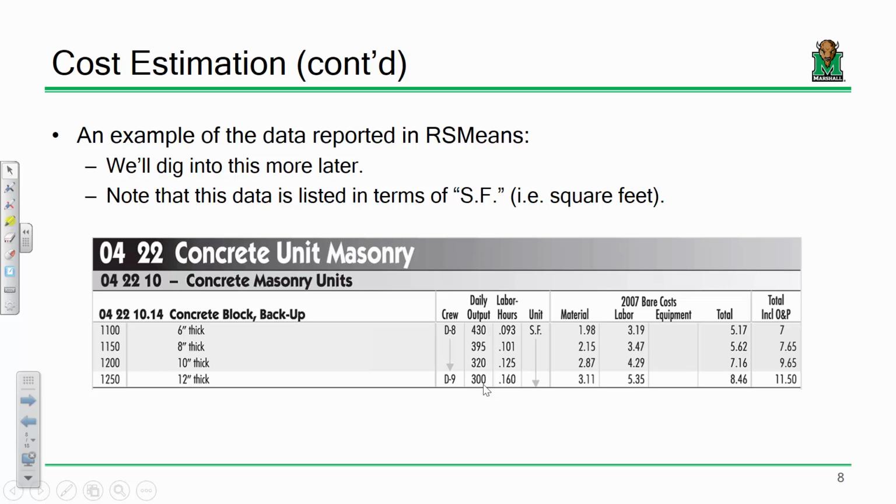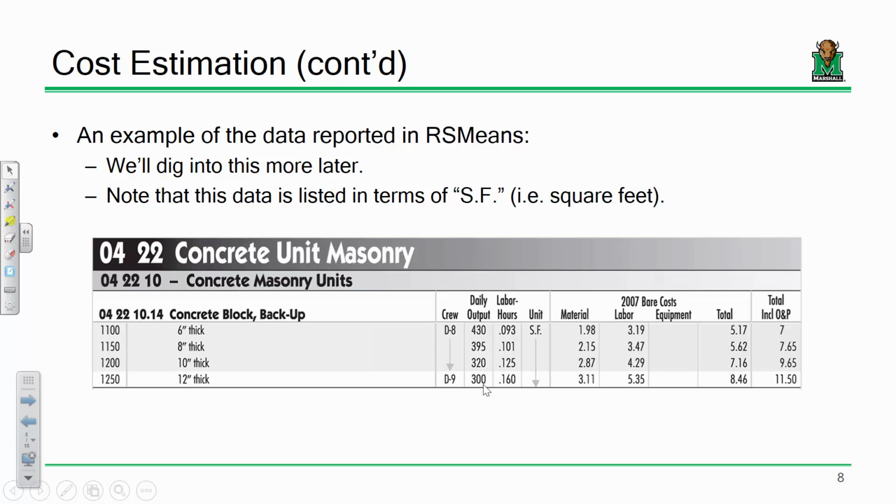So for instance, if you're looking at concrete masonry units, so basically like cinder blocks, okay? So if you're looking at concrete masonry units, looking at backup, depending upon how thick that is, so for instance, your 2007 bare cost, the material cost, $1.98, $2.15, $2.87. Now, what do these costs mean? Well, this is $2.87 per SF, per square foot. Okay.